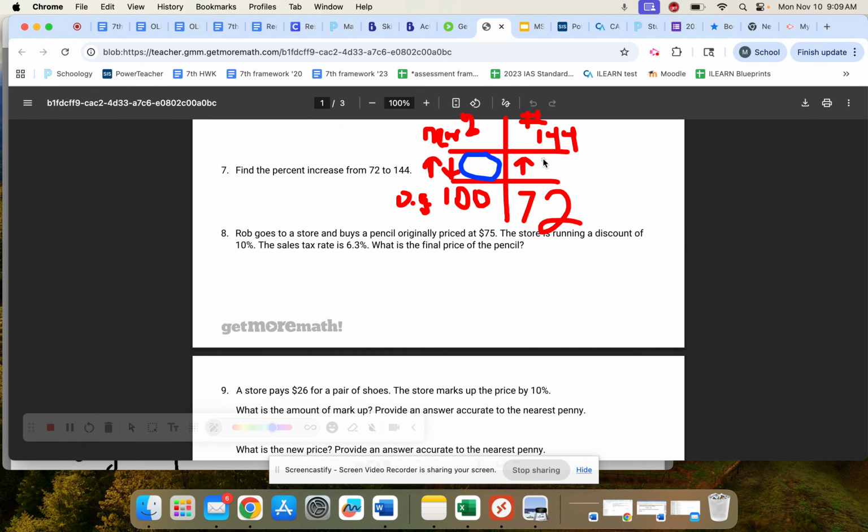The first thing you should do, you don't have to, but you should, is figure out how many it goes up by. 72 increased by how many gives you 144. So subtract them. Find this number in here. And once you have that number, you can cross multiply and divide. 100 times your number divided by 72. That's the percent that it is increased by. Okay? So use that same chart there for 8 and 9.